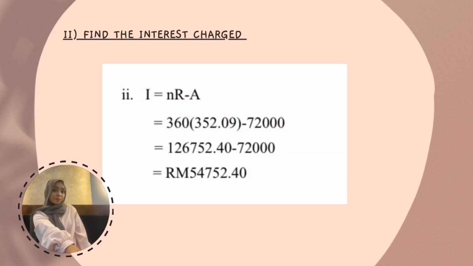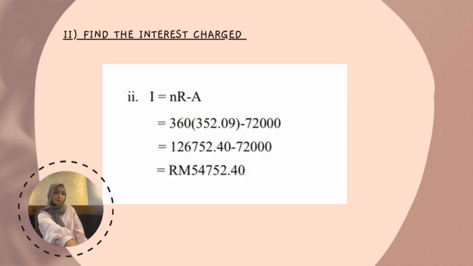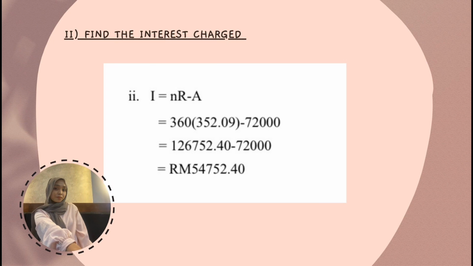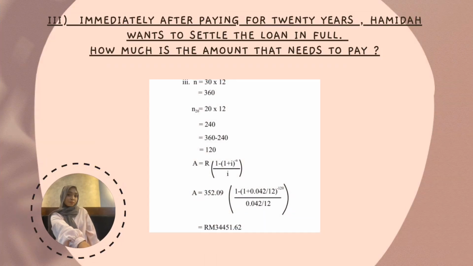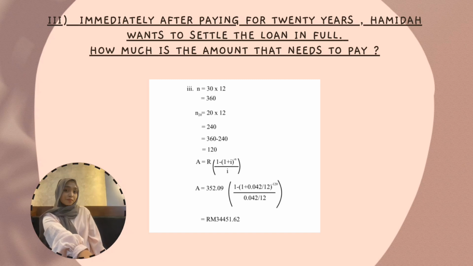Number 2. Find the interest charge. Formula I equals nR minus A, 360(352.09) minus 72,000. The last answer that we have got is 54752.40 ringgit. Number 3. Immediately after paying for 20 years, Hamidah wants to settle the loan in full.